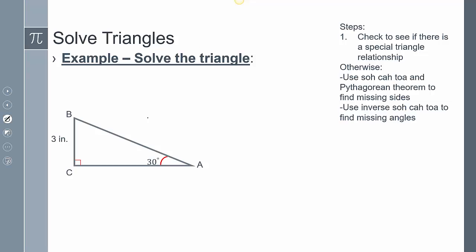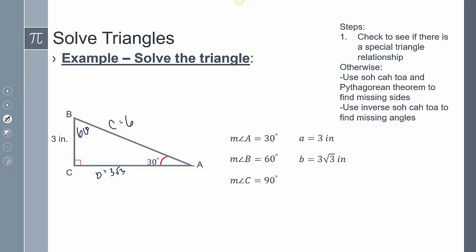So for this example here, to solve the triangle, it's a really good idea to see and go through, are there any special relationships? And I noticed that this is a 30, 60, 90 degree triangle. And so there's my 30, 60, 90. And so this is side C, which is going to equal 6, and this is side B, which is going to equal 3 root 3. And so now that I've done that, I can label it. I can say angle A is 30 degrees, measure of angle B is 60 degrees, measure of angle C is 90 degrees, side A is 3, side B is 3 root 3, and side C is 6.